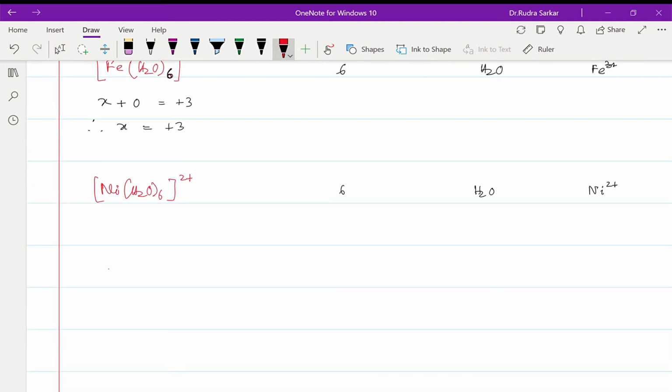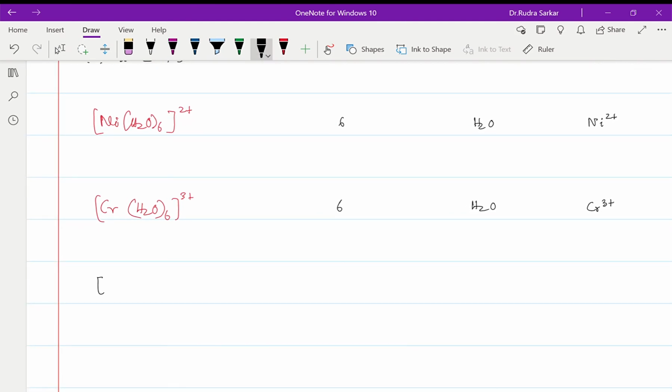Similarly, chromium H2O whole 6, 3 plus. Can anybody say how many ligands are there? Coordination number? 6. Okay. So we have 6. And what is the ligand again? H2O. What is the primary valency? Chromium 3 plus, sir. Right.